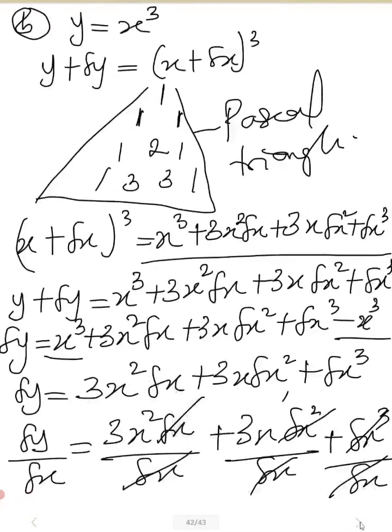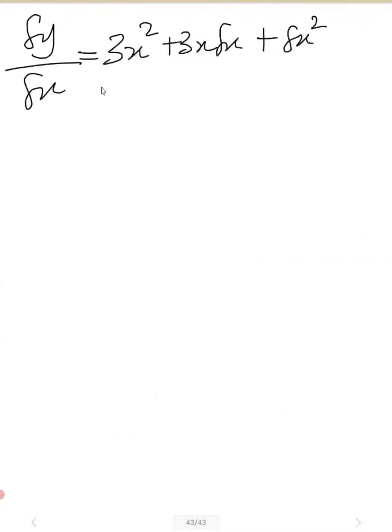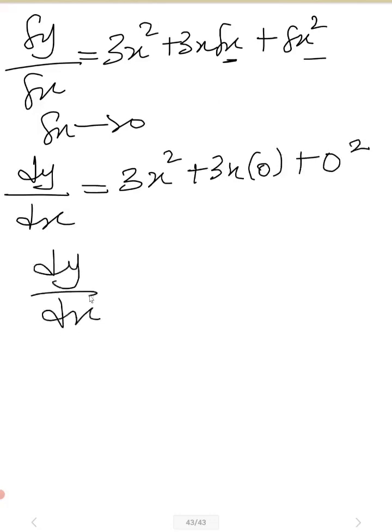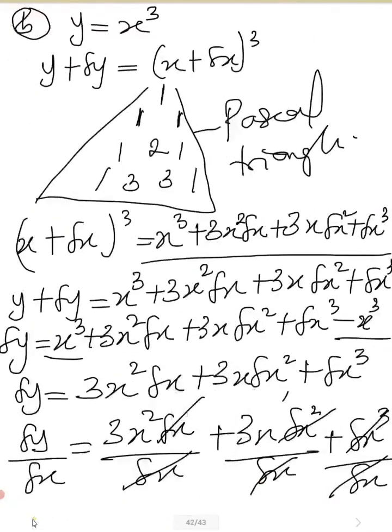We have 3x squared plus 3x dx plus dx squared, because by the time you cancel this, it will remain 2. So at this place, what we now need is when dx now tends to 0, meaning that this will be 0, this will also be 0. So dy over dx will now be equal to 3x squared plus 3x bracket 0 plus 0 squared. So dy over dx is equal to 3x squared. That is about that. So we have solved the second part. That is question B.